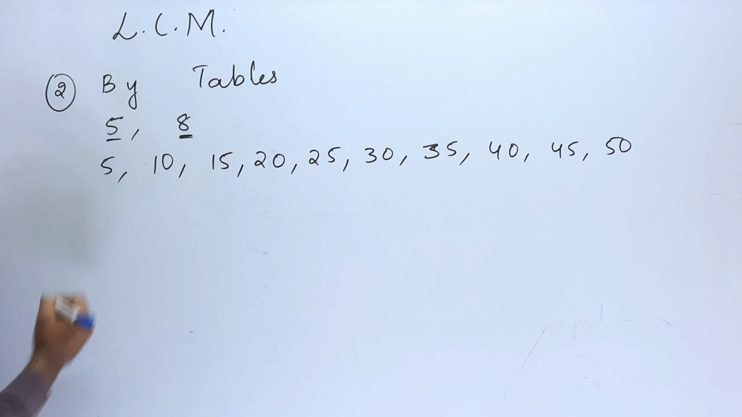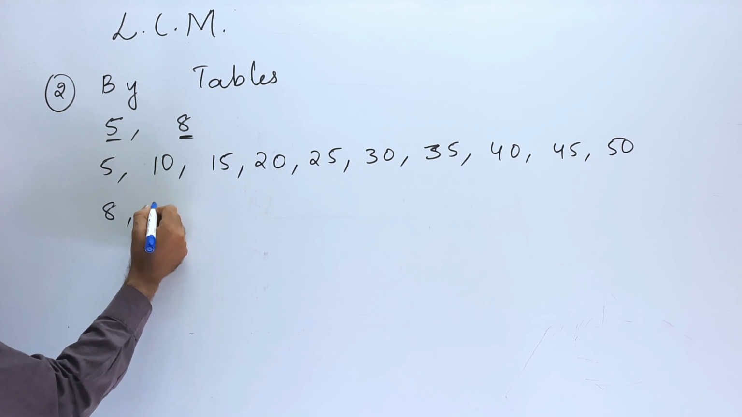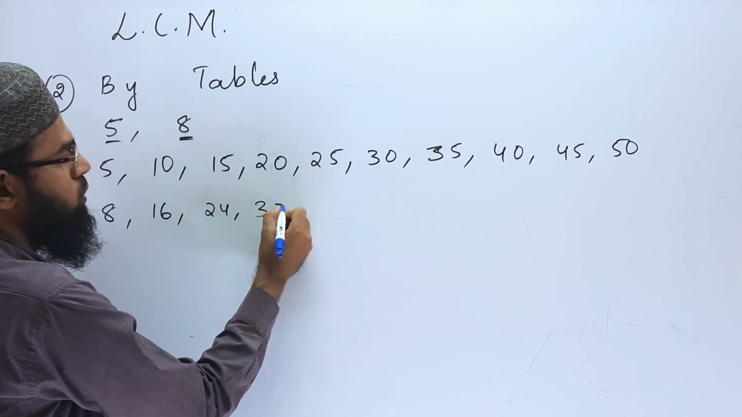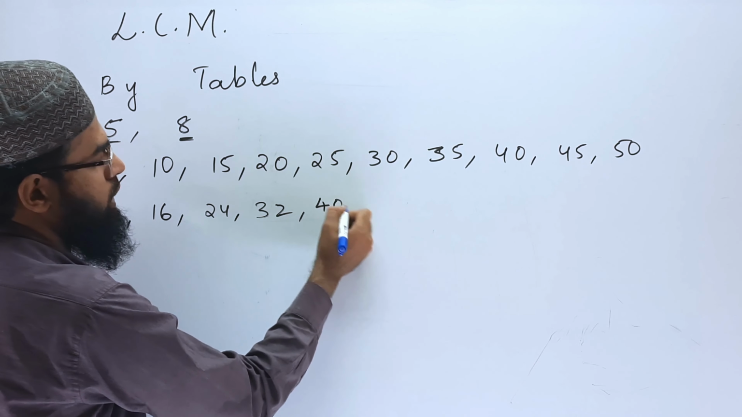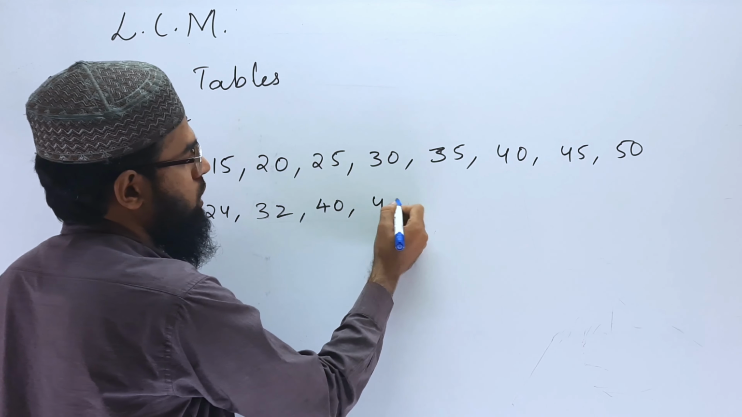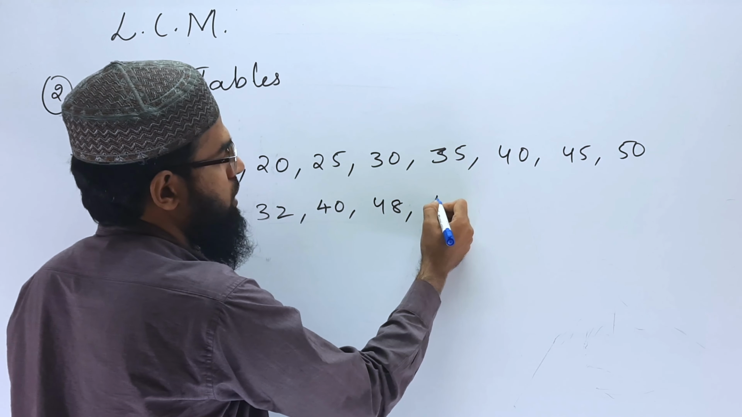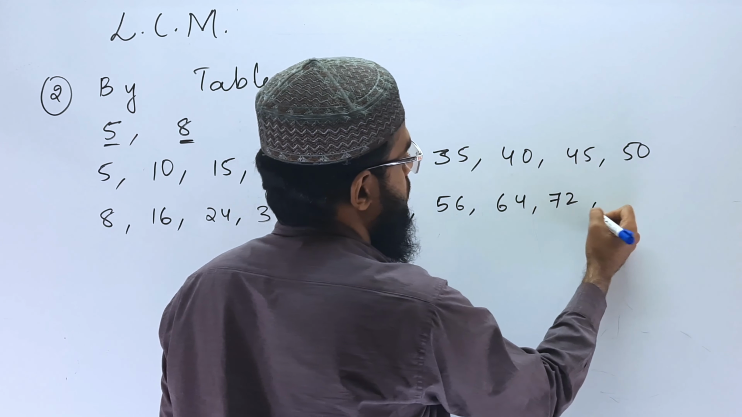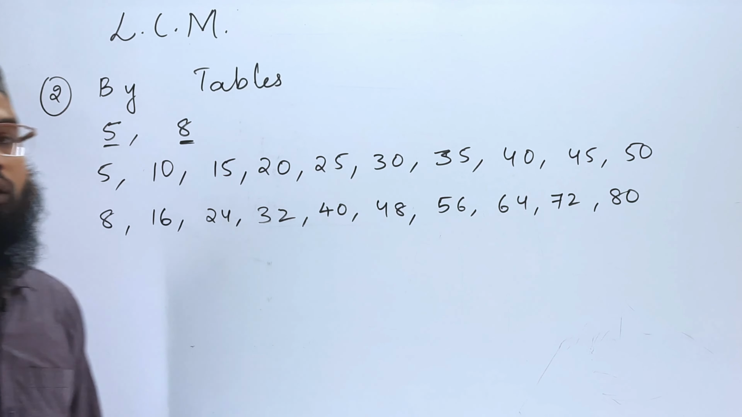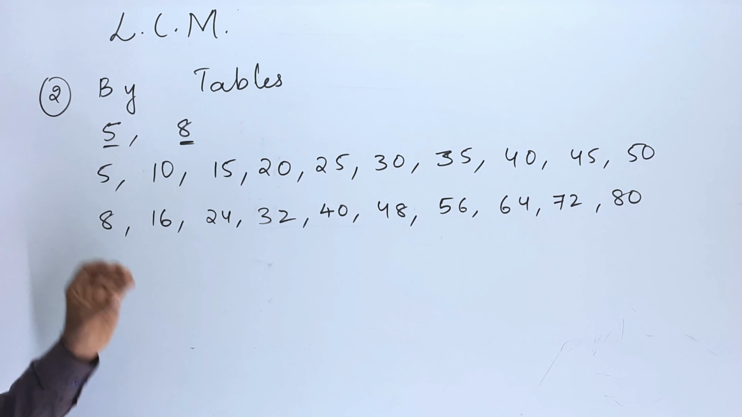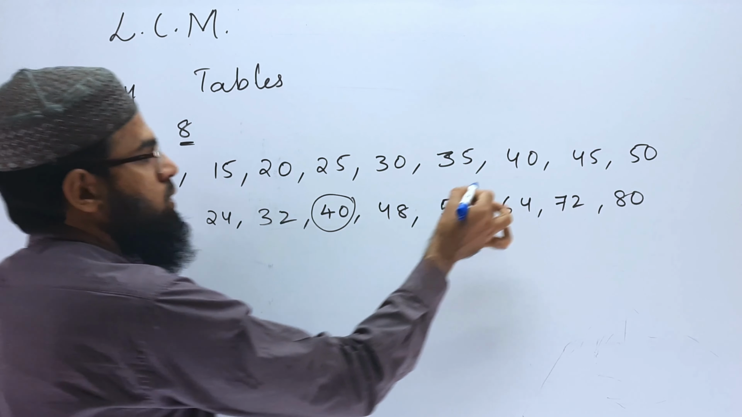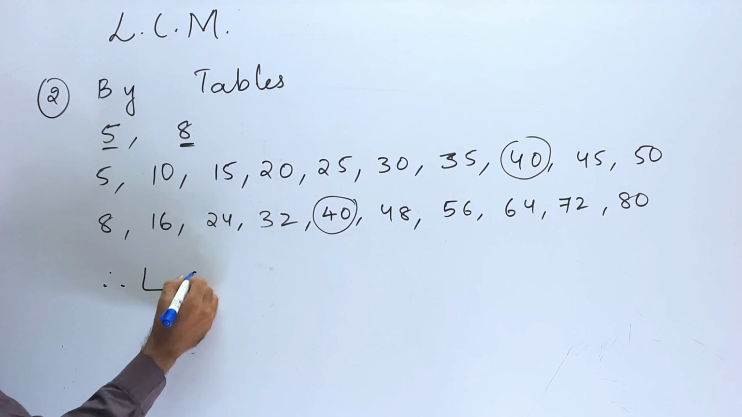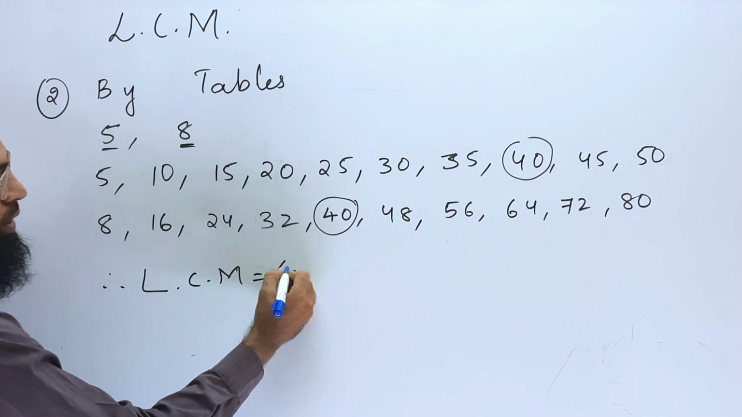Next, we will write the multiples of 8. 8 1s are 8, 8 2s are 16, 8 3s are 24, 8 4s are 32, 8 5s are 40, 8 6s are 48, 8 7s are 56, 8 8s are 64, 8 9s are 72, 8 10s are 80. So here the common multiple is 40. This is the LCM. So like this we can also find out the LCM. The LCM here is 40.